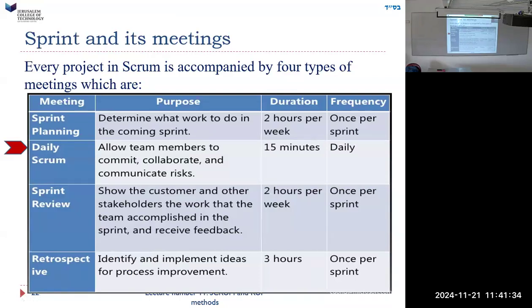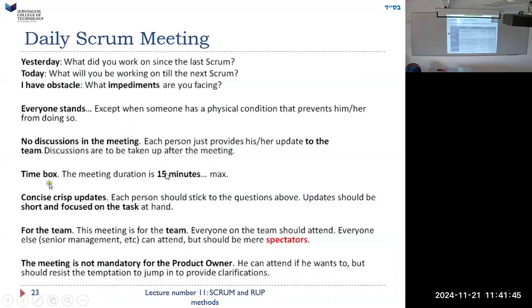Okay. Sprint and its meetings. Every project in Scrum is accompanied by 4 types of meetings. Oh, we're back to the same thing. Now we're doing the second one. Daily Scrum. Allow team members to commit, collaborate, and communicate. So we want to have a daily meeting to communicate and do the following things.